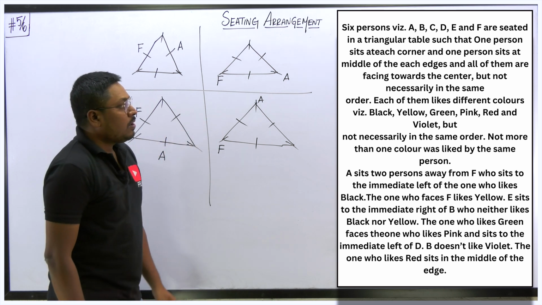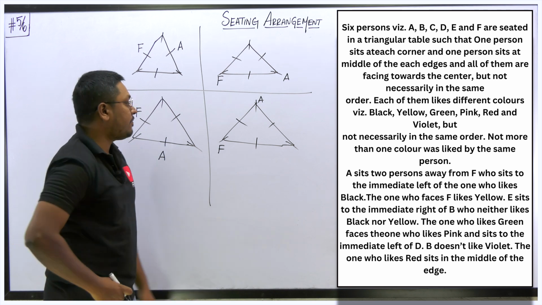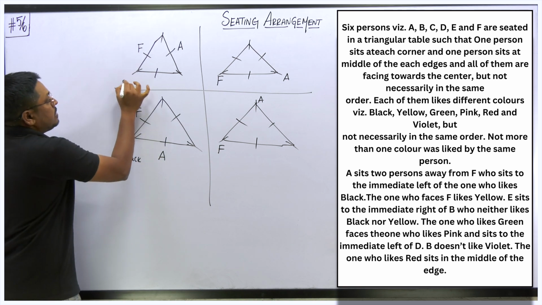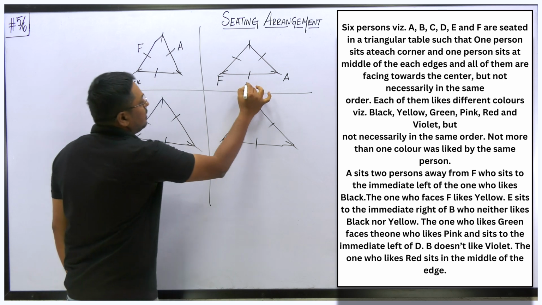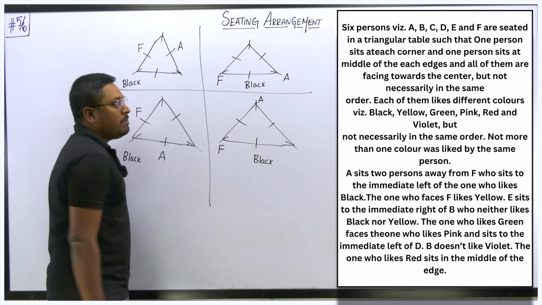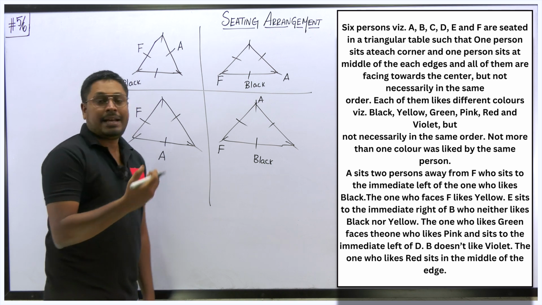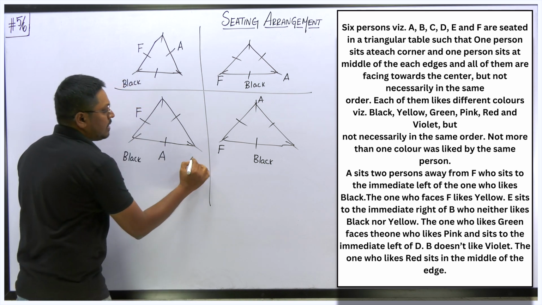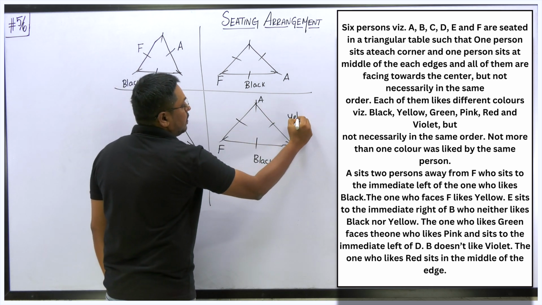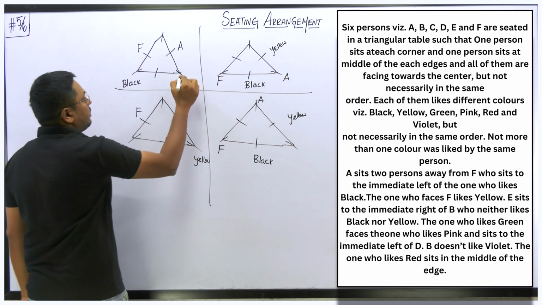So next thing, who sits to the immediate left of the one who likes black? So black's left-hand side, immediately, is F. So this will be black, and this will be black here, and similarly black. So black's left-hand side immediately is F. The one who faces F likes yellow. So F will be this and this person will be yellow here. So the person who is facing F likes yellow. So this will be the point for yellow, and here F, yellow.